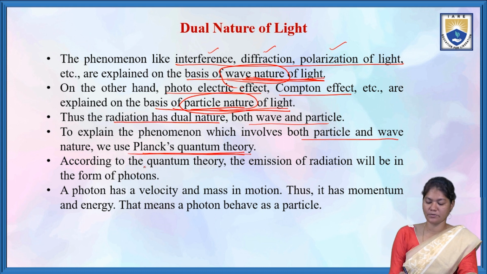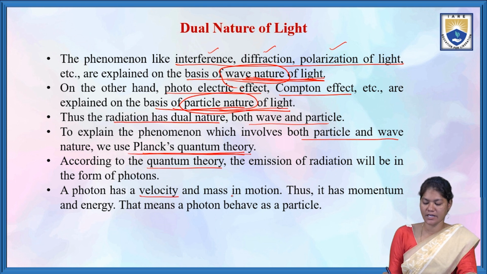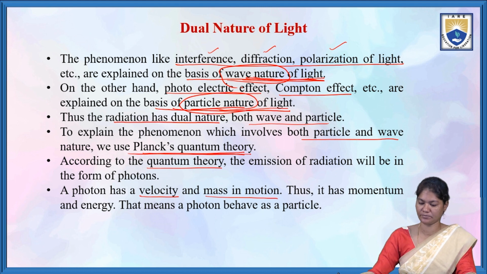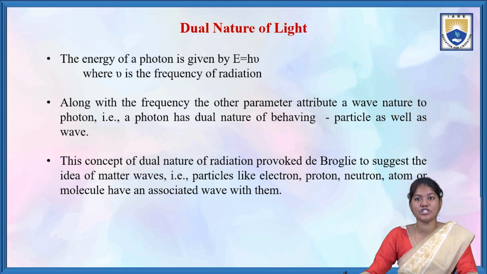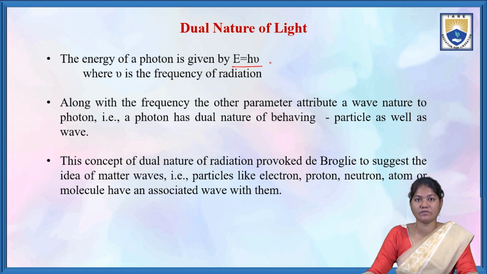According to the quantum theory, the emission of radiation will be in the form of photons. A photon has velocity and mass in motion, so it has momentum and energy. That means a photon behaves as a particle. The energy of a photon is E equals h nu, where E is the energy of the photon.